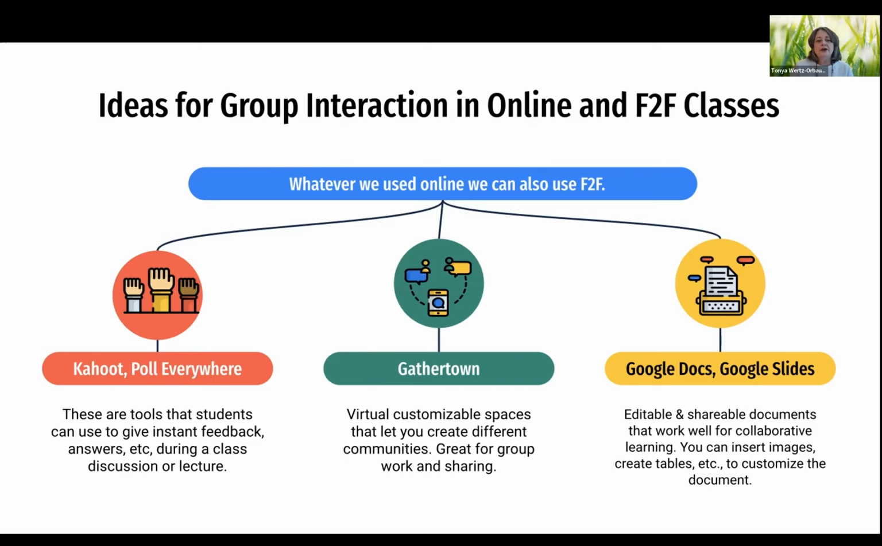Kahoot and Poll Everywhere, you may be familiar with. Of course, these are tools that students can use to give instant feedback, right? You can ask them, how are you feeling on this assignment? Are you understanding where you are? Give me ones, twos, or threes. And so you can get instant feedback right now. Are they understanding the material? Get other information from them. So it's really great for that immediate feedback or immediate information that you want.